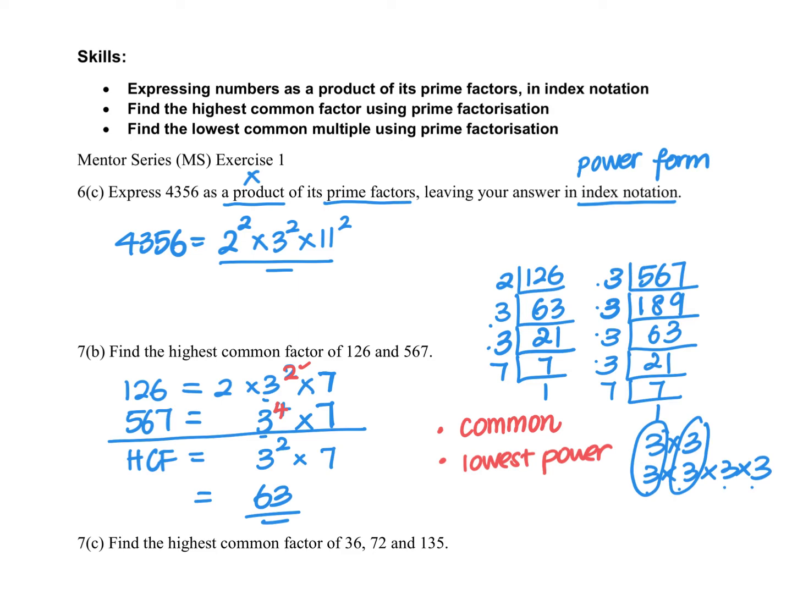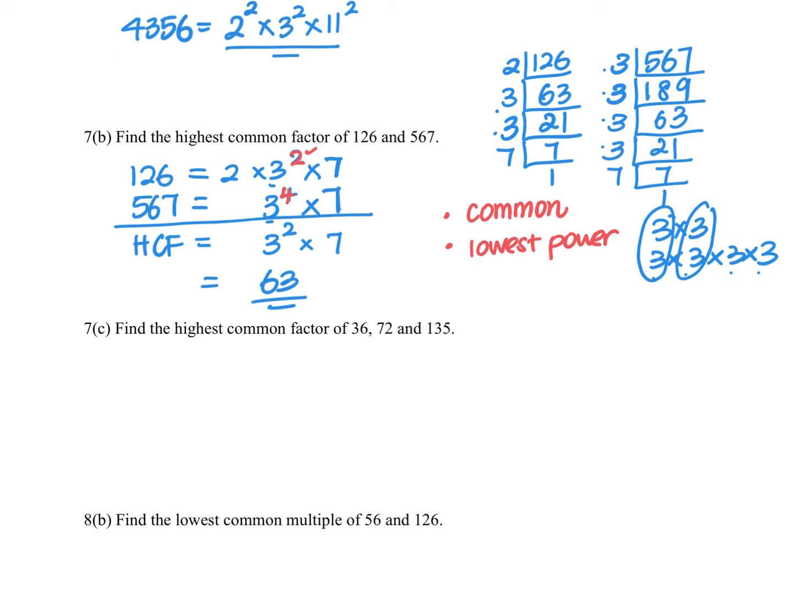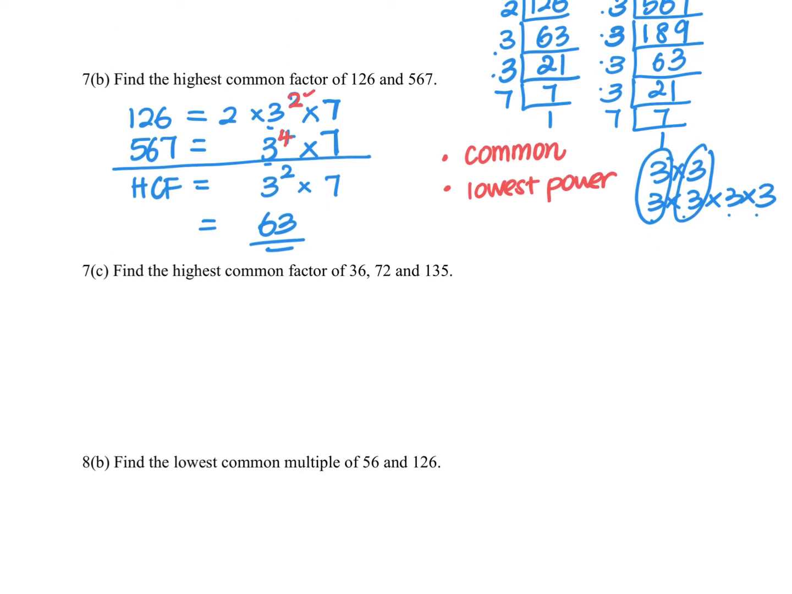Okay, so now let's move on to one more practice question. Probably you'd like to try this as well before we move on to lowest common multiple. So what happens if I have numbers that are like that? Find the highest common factor for 36, 72, and 135. So the first thing, express each of them as a product of its prime factors.